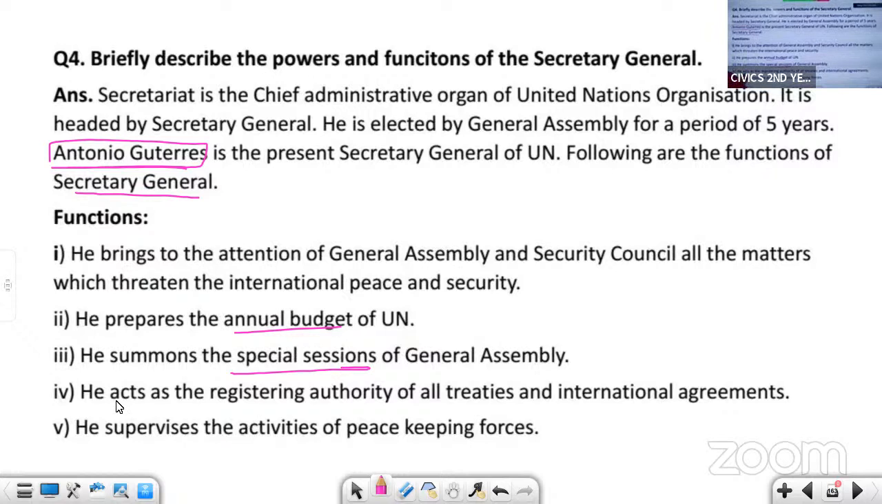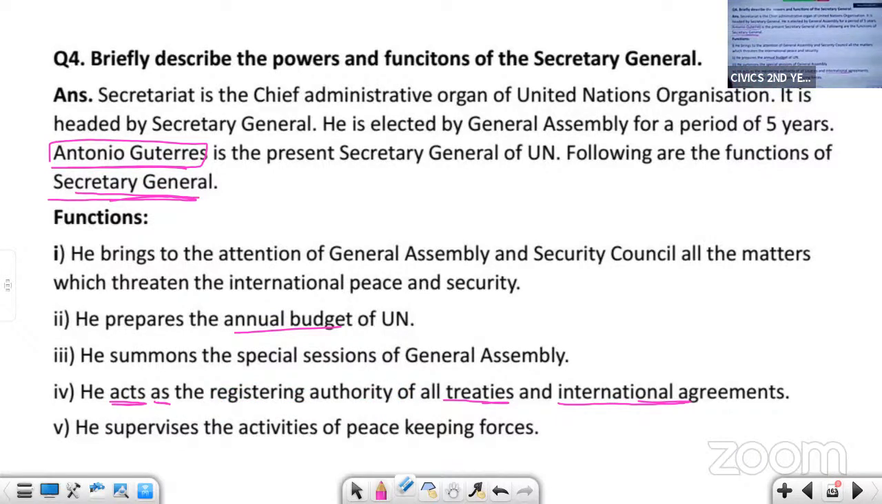And he acts as the registering authority. When there is an agreement or treaty between two or more nations, or we can say whenever there is an international agreement or treaty between the nations, that agreement is done in front of the Secretary General. So he is the registering authority of all the treaties and international agreements.